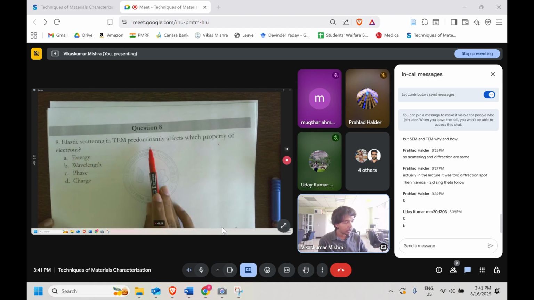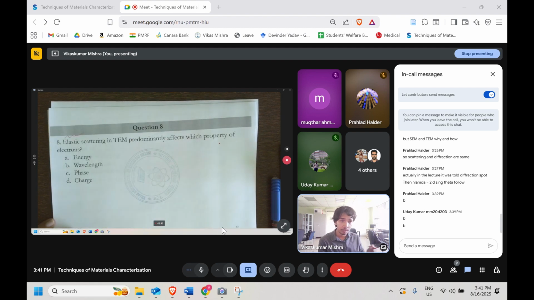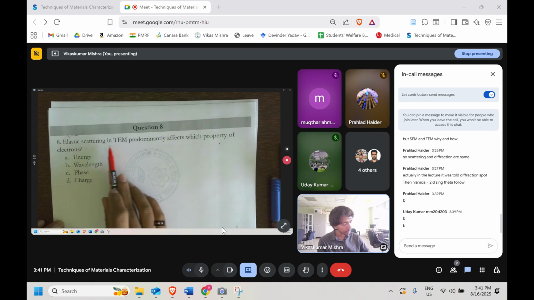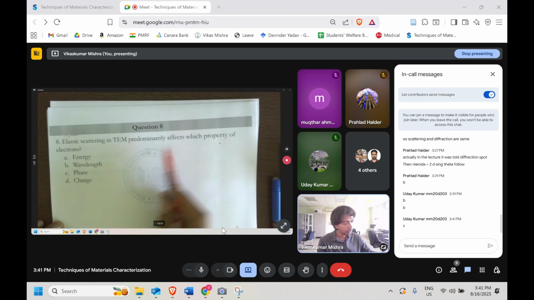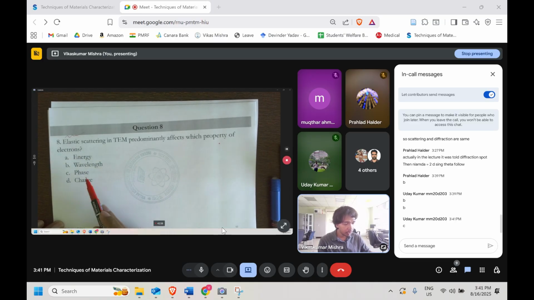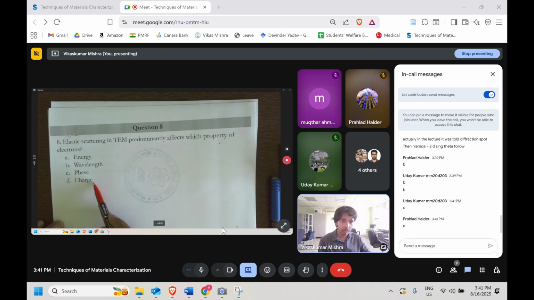Elastic scattering in TEM predominantly affects which property of the electron? Now, elastic scattering we are talking about. We know the scattering can be divided into two parts: elastic and inelastic. Elastic is the one where there is no energy loss, and inelastic is the one where energy loss is there. So elastic scattering in the TEM affects which property of the electron? Energy, wavelength, phase, or charge?